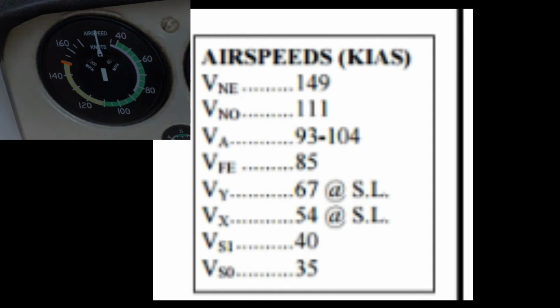I've never gone exceeding 104, by the way. I've only gone below that to practice stalls, and it gets sluggish, basically. It's harder. It takes longer for the plane to turn on the aileron axis and stuff like that. So VA is your optimal maneuvering speed, which is basically where you want to be for level flight cruising. Okay, your next one is VFE. That's the maximum flap extended speed.